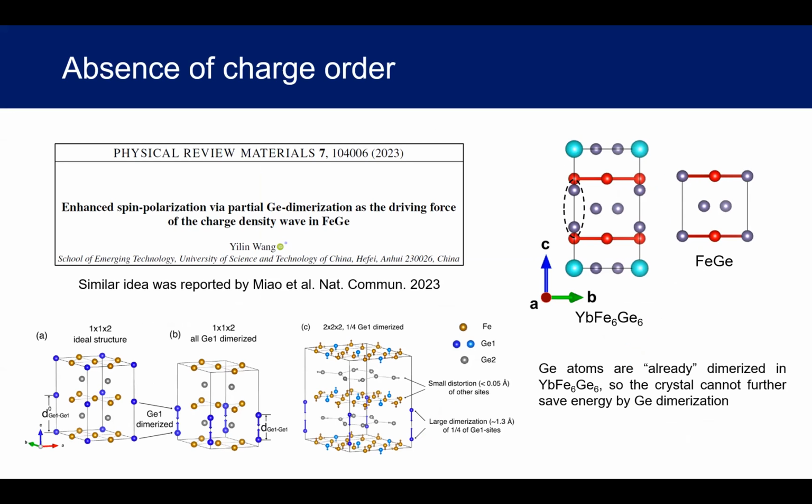Since the charge order of iron germanium has got a broad interest, it would be helpful to think about why there is no charge order in this compound here. Looking back to the iron germanium case, people found that the charge order there is due to the dimerization of germanium atoms. They moved up and down. But in the 166 case, as you can see that the germanium has already been dimerized, so the crystal cannot further save energy by the germanium dimerization. This naturally accounts for the absence of charge order.